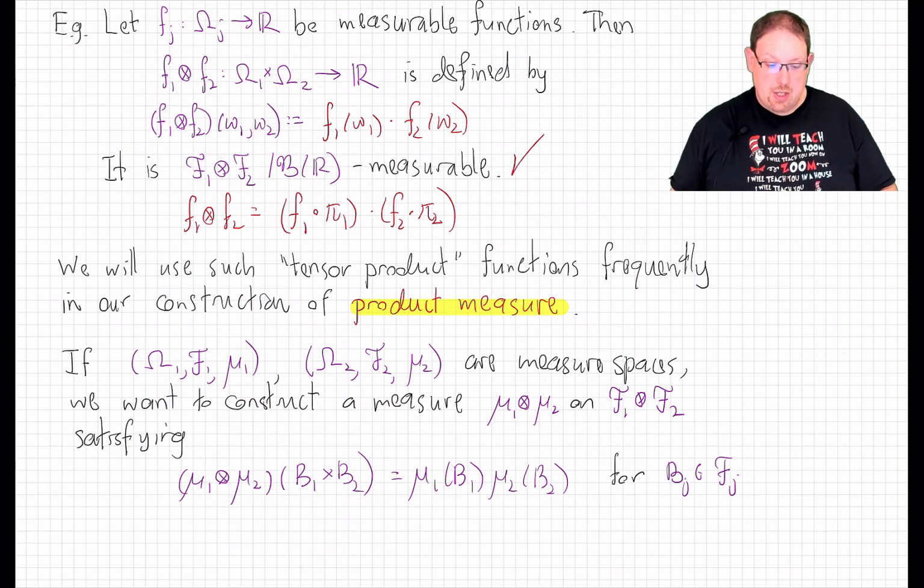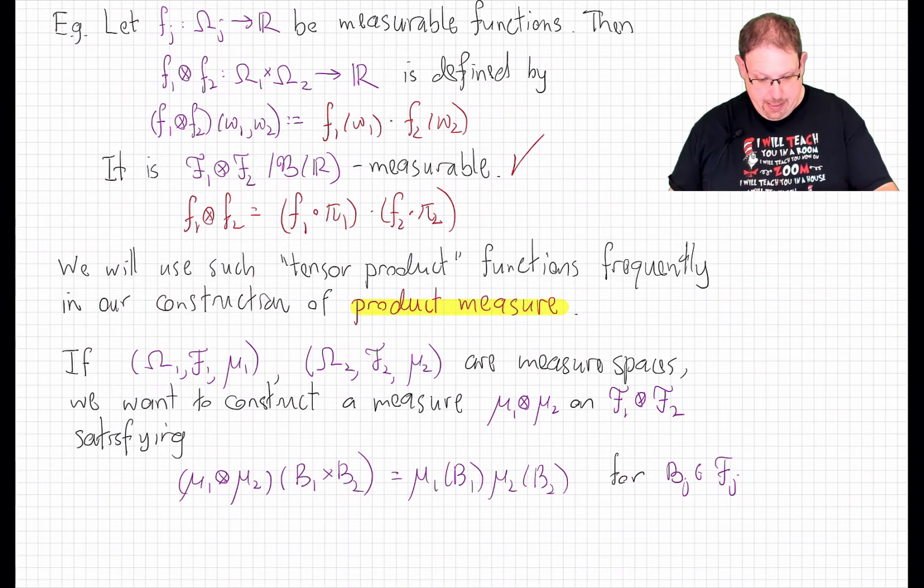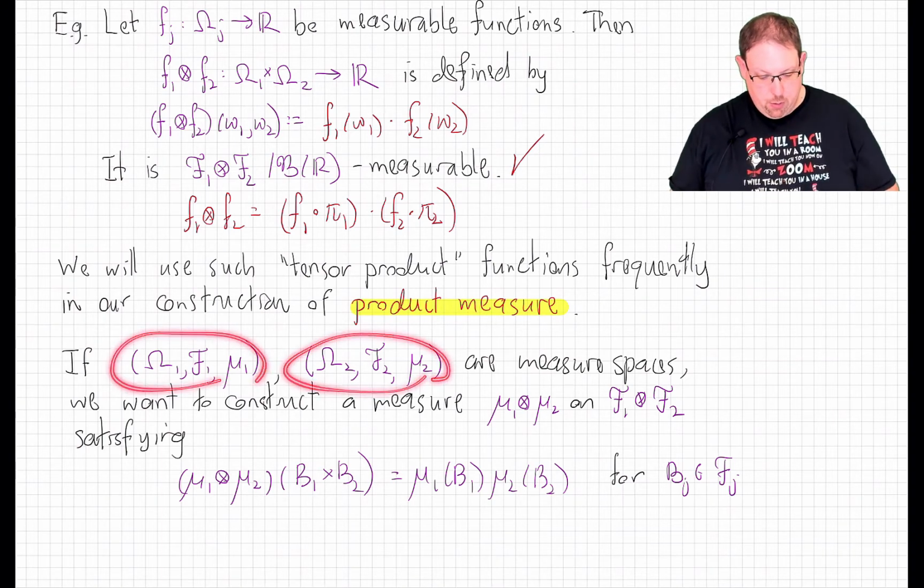We're going to use these tensor product functions as a key ingredient in our construction of product measure, which is now where we're heading. Suppose I now have two measure spaces, not just measurable spaces. That is, we have measures on each of the measurable spaces.